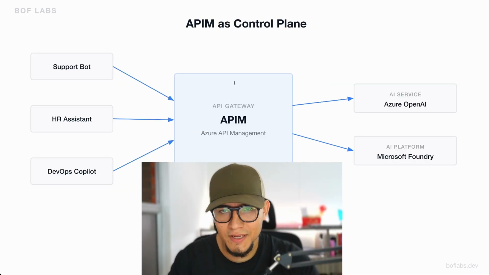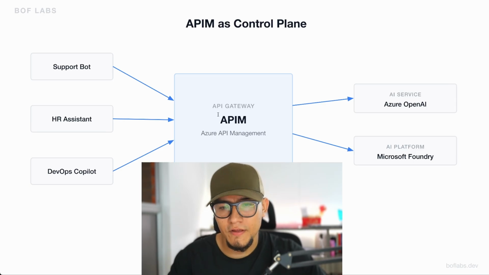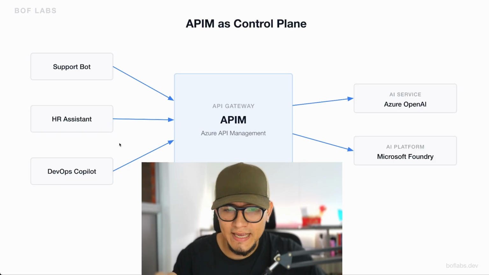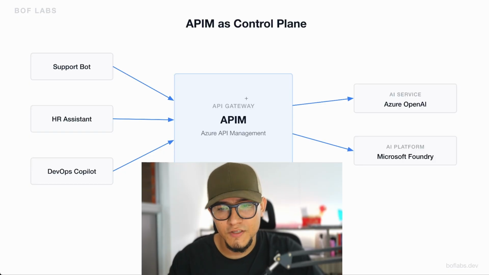Azure API Management is not at all a new service. It's been the enterprise API gateway for several years, and it's one of my favorite services. But in the last months, Azure has added a dedicated set of AI gateway capabilities, specifically designed for language model traffic. So the concept that we are talking about here is very simple. It will act as a reverse proxy.